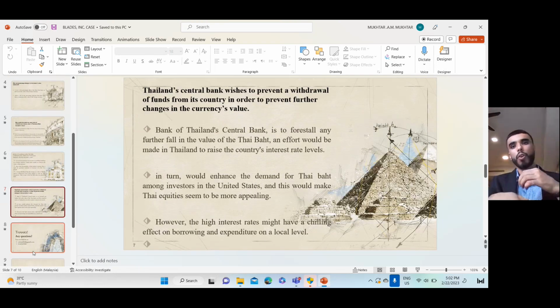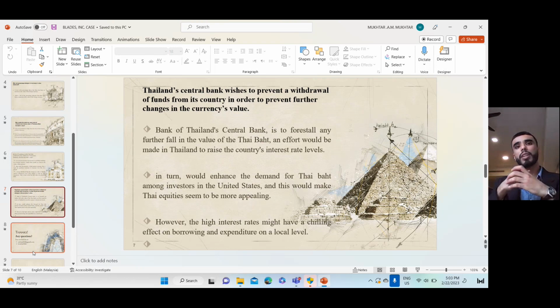And then moving on to the last slide. Thailand's central bank wishes to prevent a withdrawal of funds from its country in order to prevent further changes in its currency value. As I said earlier, when you take out dollar from the bank and wire it out from this country, Thailand, this will cause a lot of issues and major problems. Because there are a lot of countries, for example, that buy products all from outside. So they pay dollar, they take out dollar, but there's no dollar coming inside. So this will cause inflation.